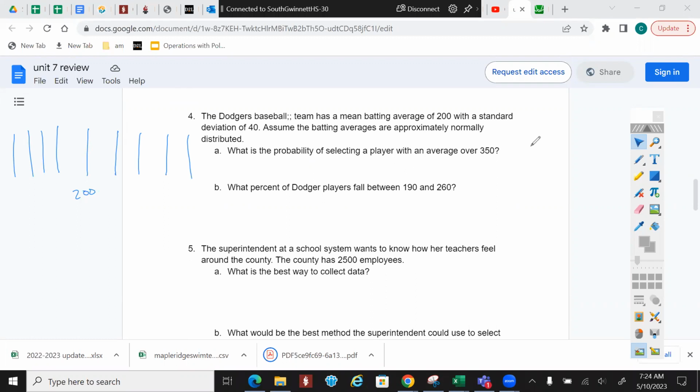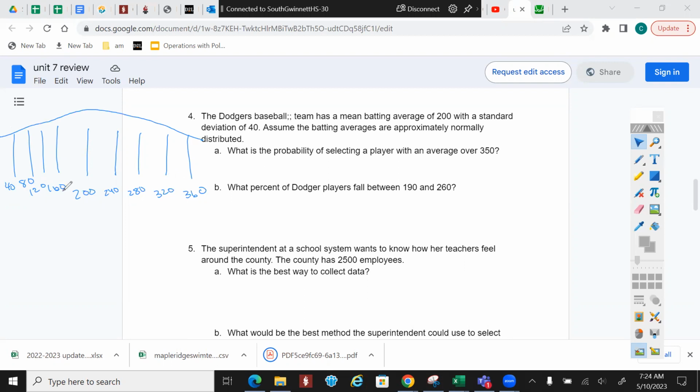Let me have this. Okay, so we're going to take 200 and add 40 to it. That's going to give me 240, 280, 320, 360. On the other side, we're going to get 160, 120, 80, and 40. See, if you just believe, it will fit in.